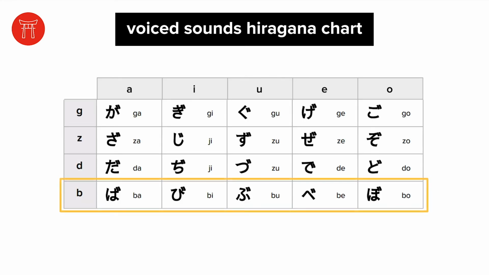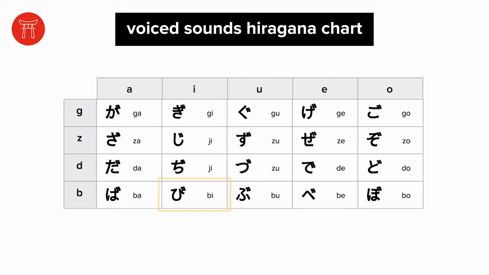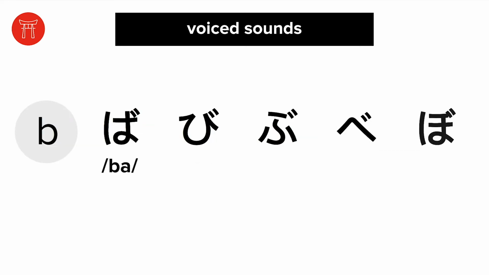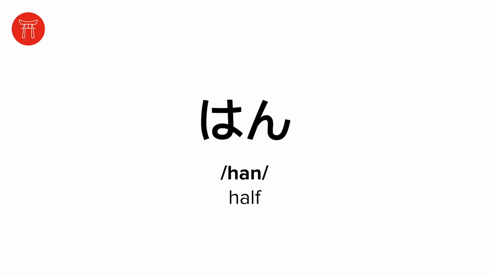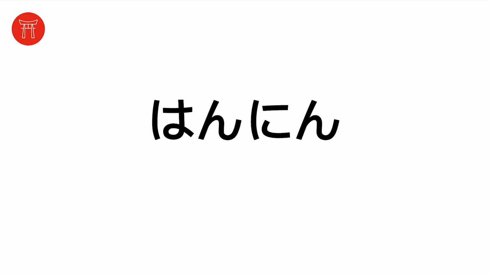Finally, in the fourth row, if ha becomes ba, then hi becomes bi. So the whole row is ba, bi, bu, be, bo. Here is an example. Han becomes ban. And here is an interesting one. Hannin means a criminal, but with a dakuten, it turns into bannin, a guard. As you can see, adding a little dakuten to hiragana can transform the meaning of a word completely.